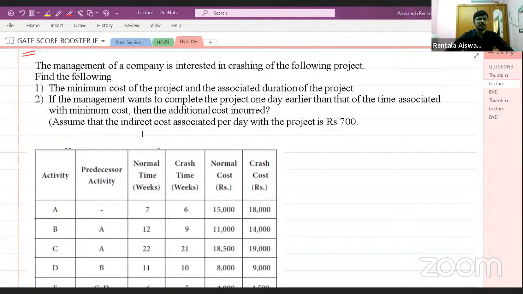Okay. So what are they asking in the question? The management of a company is interested in crashing the following project. So there is a project. The management is interested to crash that particular project, right? So find the following.